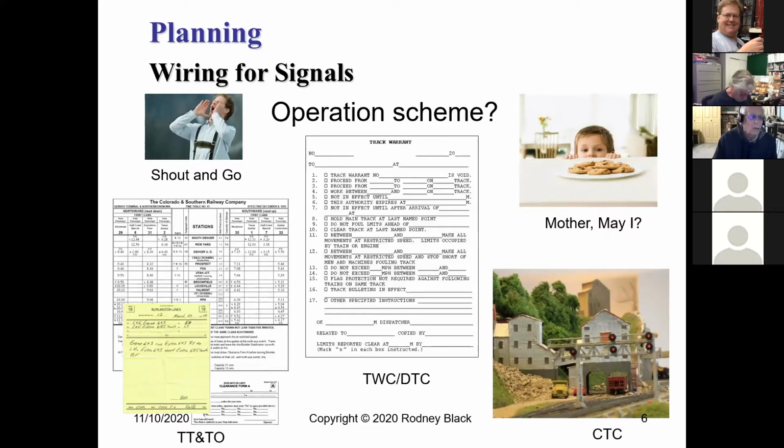Then if you want to go more formal, you can get into timetable and train orders with all the various paperwork. Or if you want to go a little more modern and a little less structured, then you go with something like track warrant control, or sometimes called direct train control. And if you want to go whole hog, you go with CTC. Now you can use signals on all of these, and they'll spice things up. The only one that really requires signals, of course, is CTC.